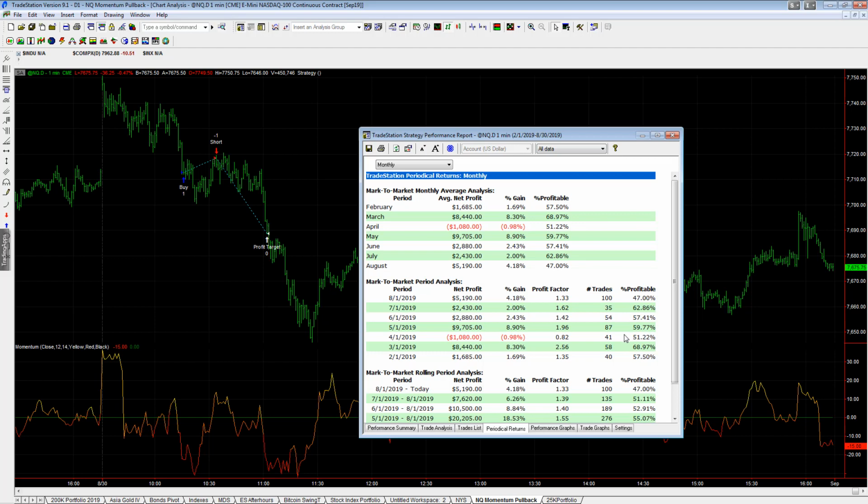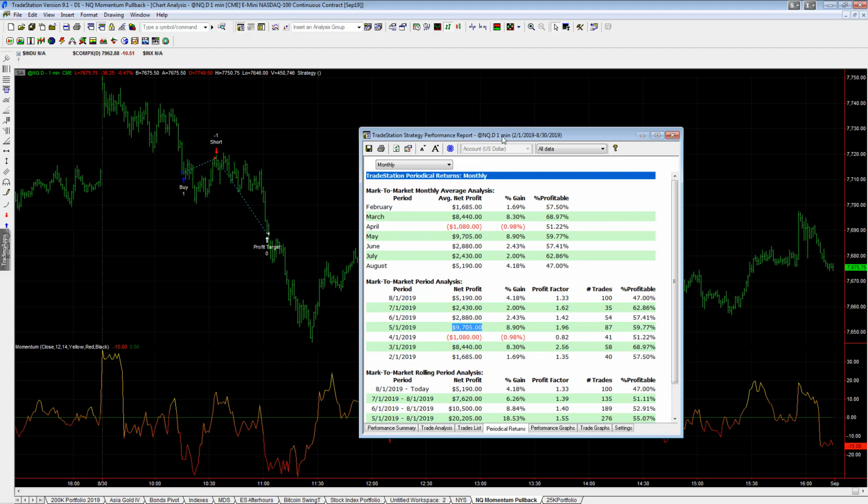A lot of trades here in August. A lot of momentum reversal, obviously, and then a lot of momentum reversal in April, and less trades in March, but nice profits here, 84.40 on less trades than there were in May.